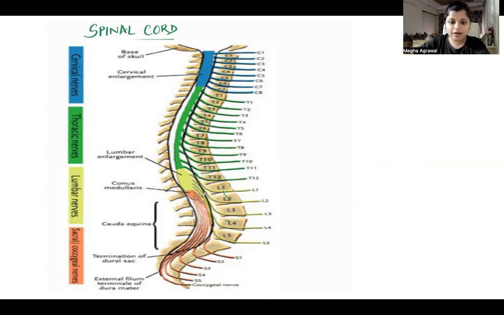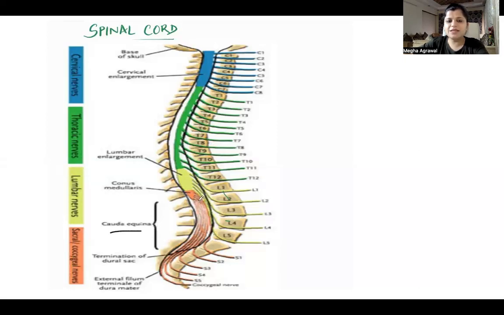It is at the L1 vertebra. At birth it extends till L3, but as there is growth, the spinal cord grows less than the vertebral canal and it ends at the lower border of L1. So after the conus medullaris, the nerves have already emerged, the corresponding nerve from the corresponding intervertebral foramen. Here the nerves become longitudinal to the axis of the vertebral canal, and it forms the cauda equina.